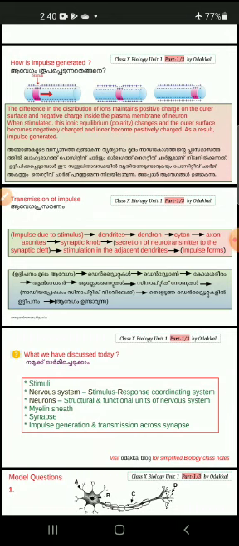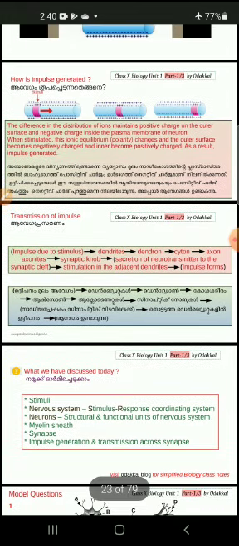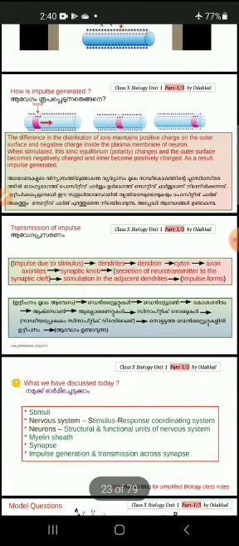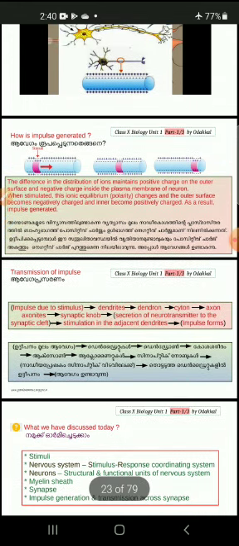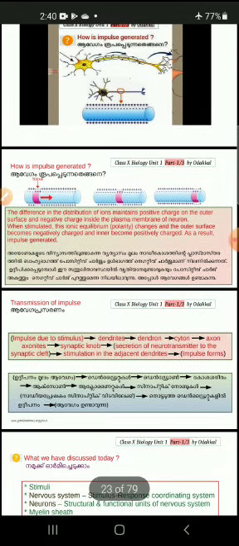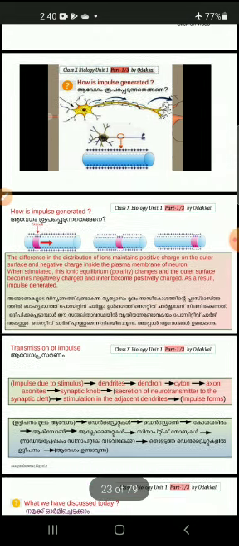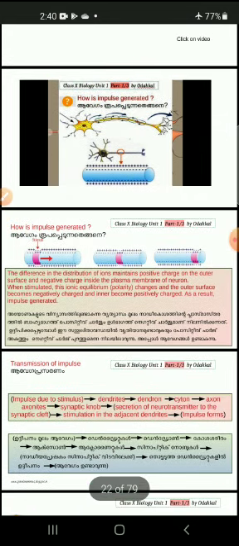So you have to write the impulse or the stimulus first, then the stimulus reaches the dendrite, then the stimulus will become an impulse when it enters the neuron. Then after entering the dendrite, the impulse will pass on to the dendron, then to the cell body, then to the axon, then the impulse will travel to the axonite, then it reaches the synaptic knob.